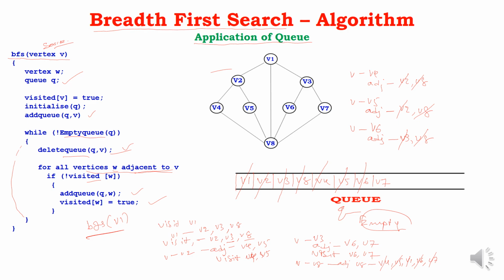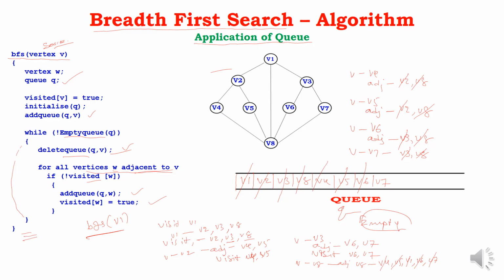We don't do anything. Again, we go to delete one more item. V becomes V7. Adjacent of V7 are V3, V8. V3, V8 are already visited. So it goes to the end of the function.